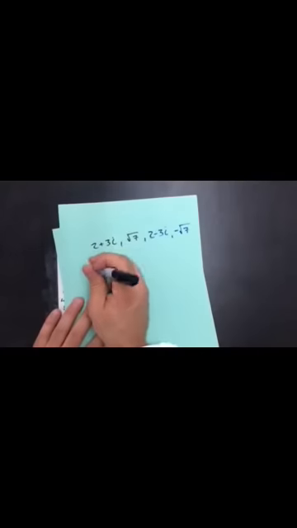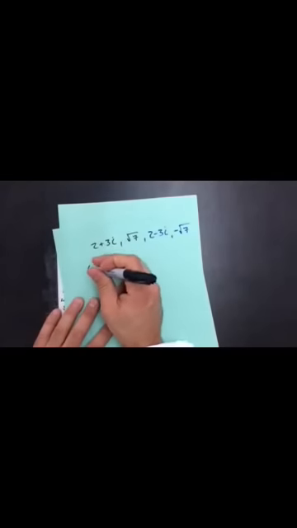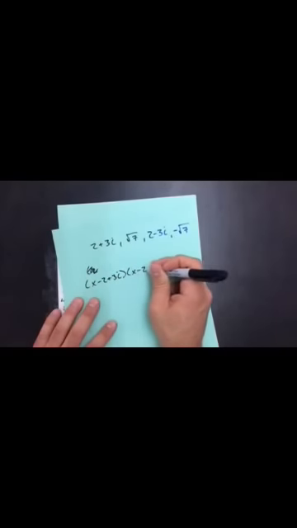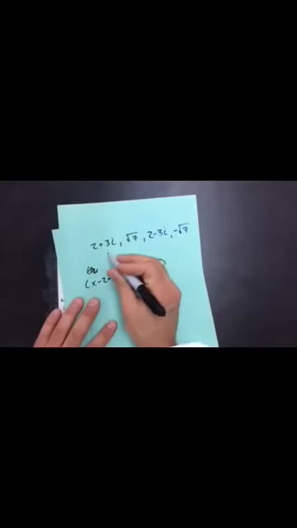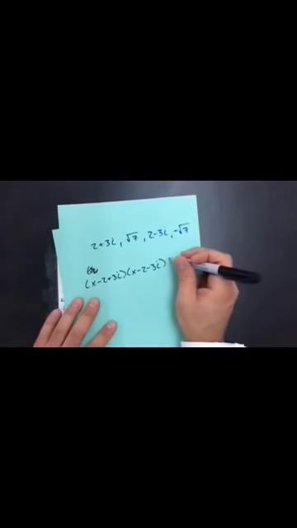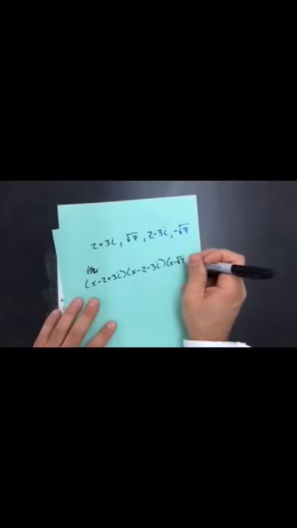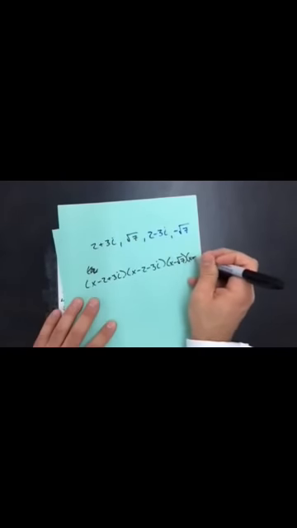So now I'm going to go through the process. X minus 2 plus 3i, x minus 2 minus 3i. I'm going to put these guys next to each other because it's going to be more simple. X minus the square root of 7, x plus the square root of 7.